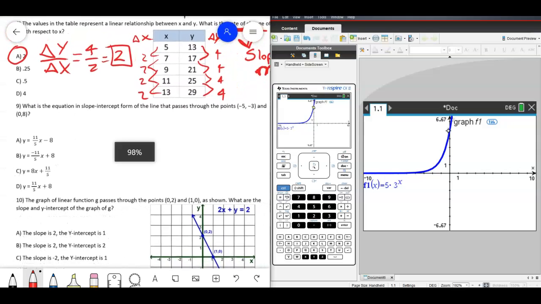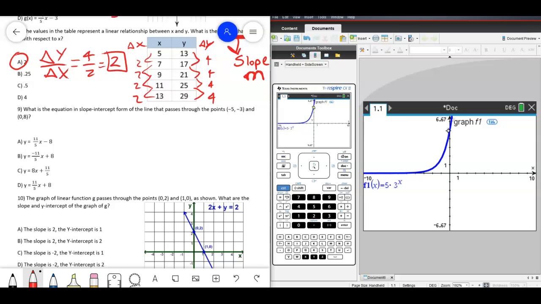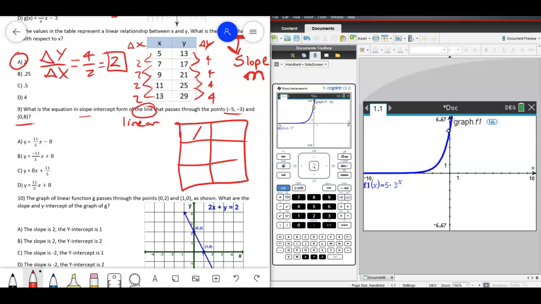Okay, what's the equation in slope-intercept form of a line that goes through this point and this point? I highly suggest that you make a little table. x and y: -5, -3, 0, 8. Don't you know how to do a linear regression? You go into spreadsheets and do menu 4, 1, 3 for linear.